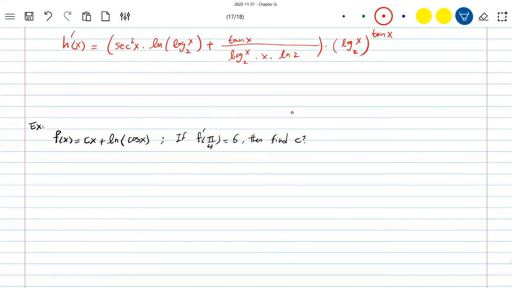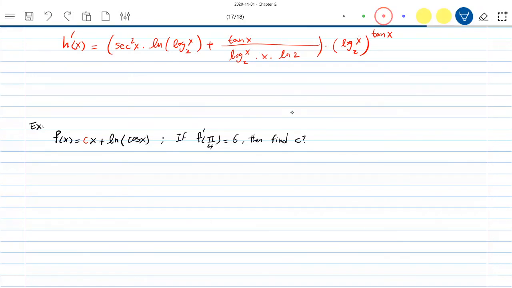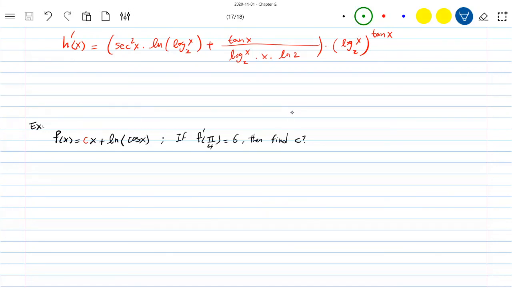And here, sometimes they'll ask you these questions as well. Let me write this out. Given the function f of x is cx plus ln cosine x, if the derivative is given at a certain point, can you find out what is c? So you use this information given to figure out what is that constant c. What you need to find out is first the derivative, then replace pi over 4 for x, set it equal to 6, and that means you have one variable at the end, and that variable is c.